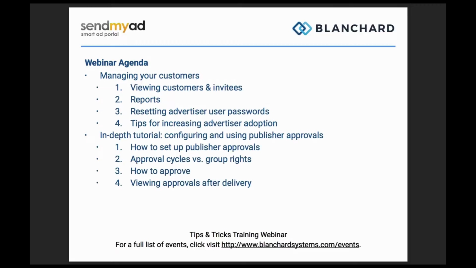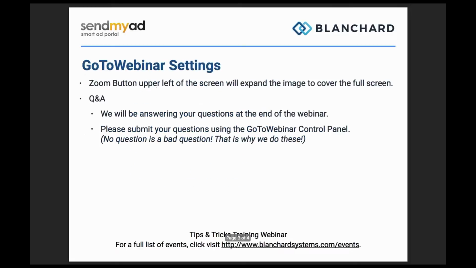And then we'll go into a more in-depth tutorial about publisher approvals. And this is one that, again, comes up pretty often. Many of our publishers do use the approval cycles, and it is kind of complex to set up, and there are a few concepts you have to understand to really get the most out of them. There are some little used or underused features that I'll point out, and a few support items that come up with those. So let's get going here.